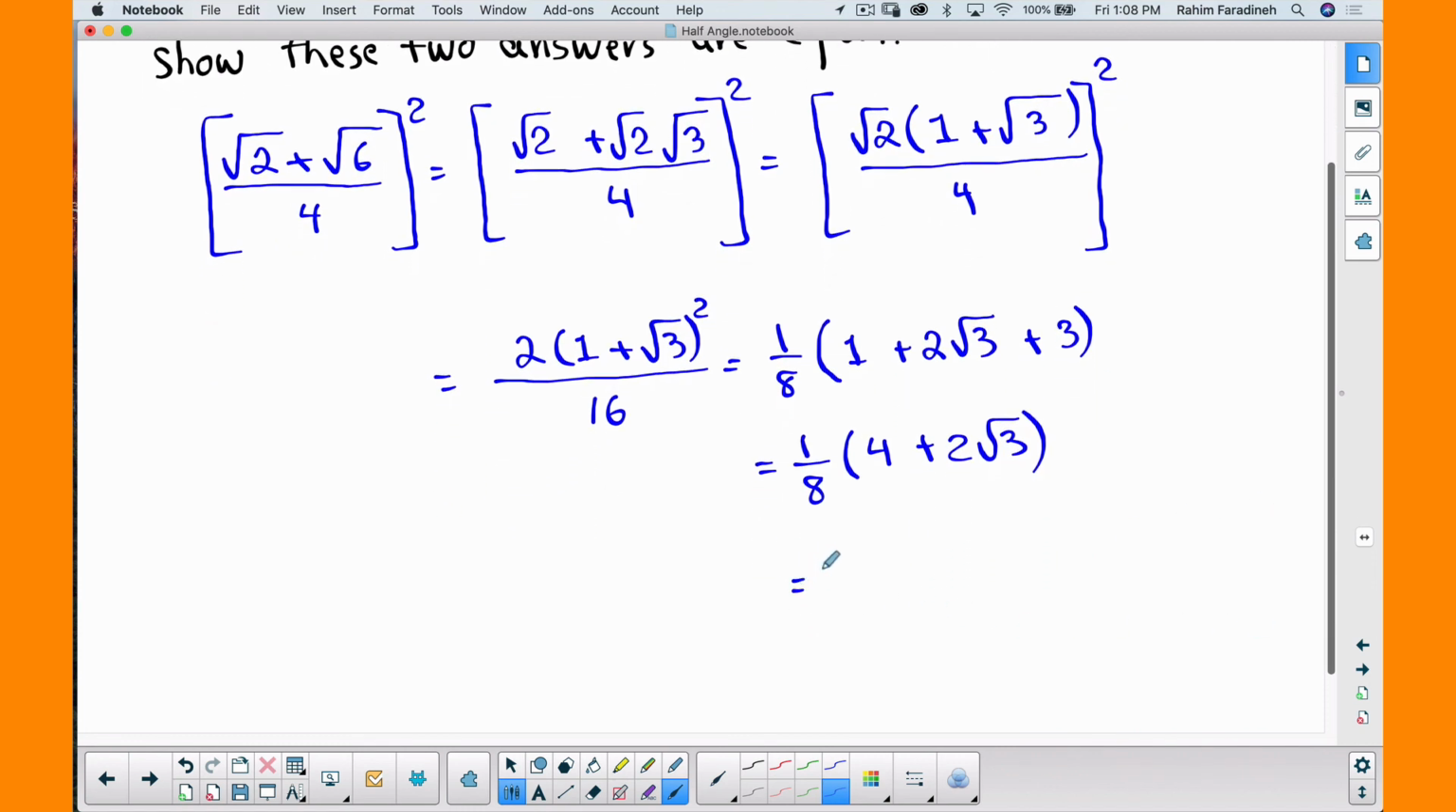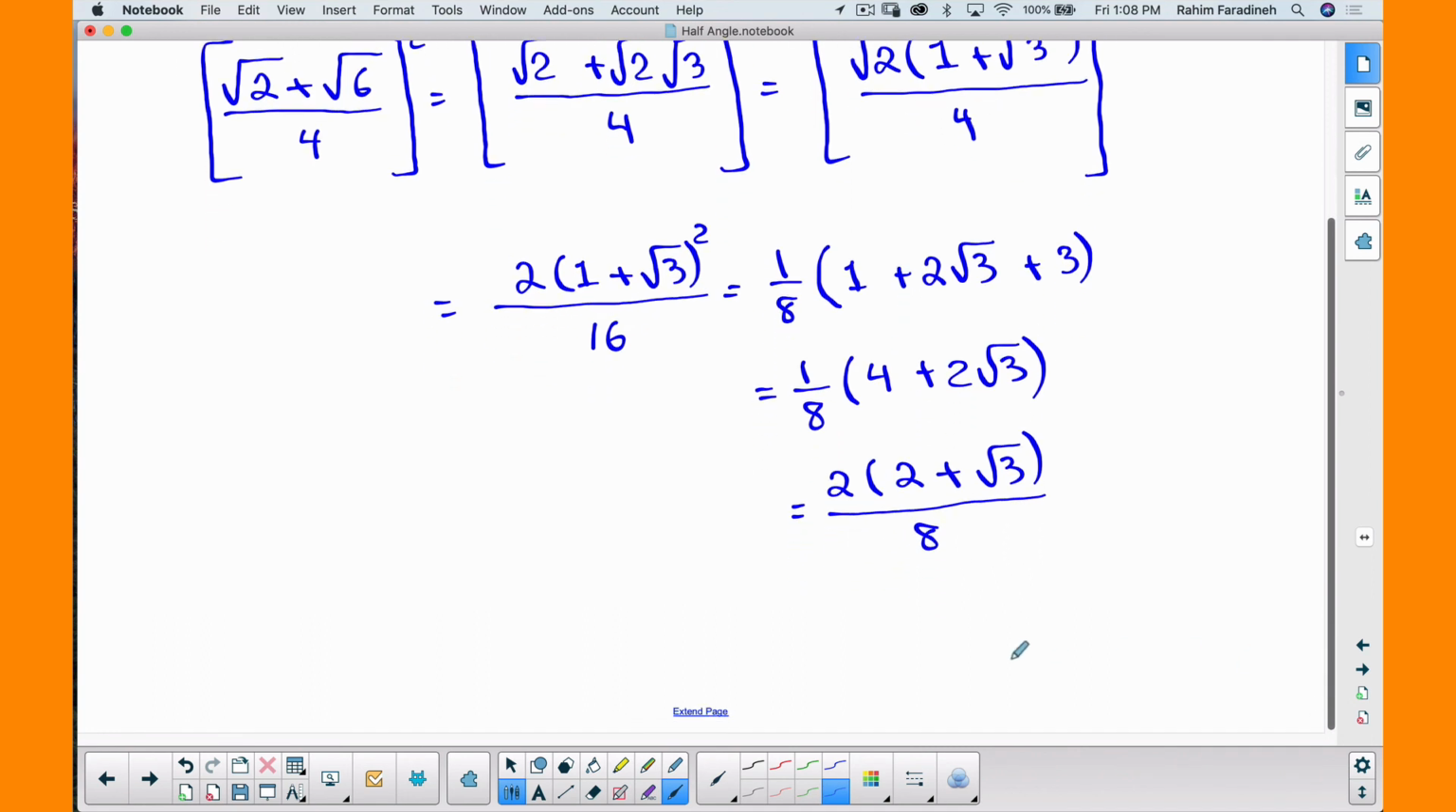Factor 2, this will be 2 plus radical 3, and this is over 8. Now reduce this answer, we get 2 plus radical 3 divided by 4. Now keep in mind, this is that expression squared.